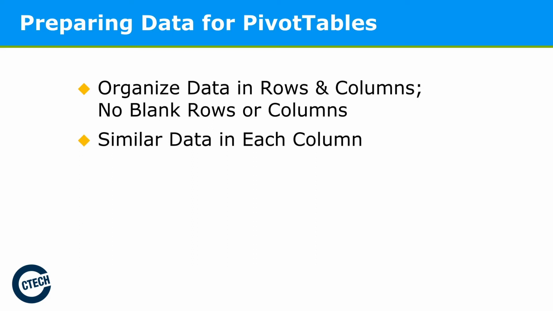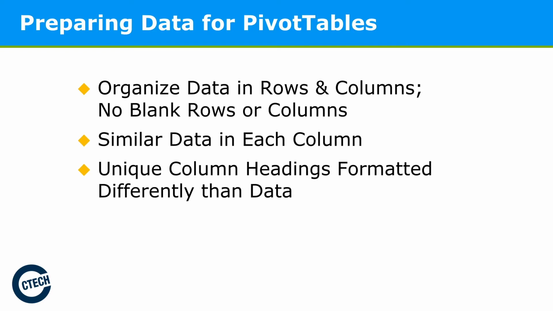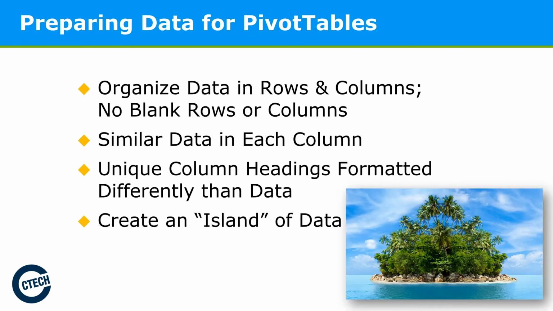To successfully work with pivot table features, you should have similar data in each column. And to help Excel, those unique column headings should be formatted differently than the data. This helps Excel to automatically recognize your data set, rather than having to highlight what could be hundreds or thousands of rows. Formatting differences might be something as simple as making it bold or centered. Essentially, what we want to do is create an island of data. And so if there are title rows or other introductory parts of that worksheet, make sure that there's at least one blank row to separate that from the data that you want to analyze with the pivot table.